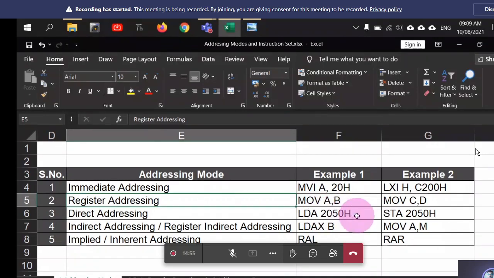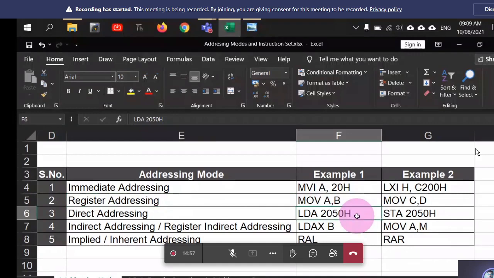Now where is the data kept in this particular case? The data is kept in external memory at the address 2050. So how did you get the address here? It is 2050 here, right? It is available in the command itself. So that is why you call it direct addressing, meaning the address is directly available.